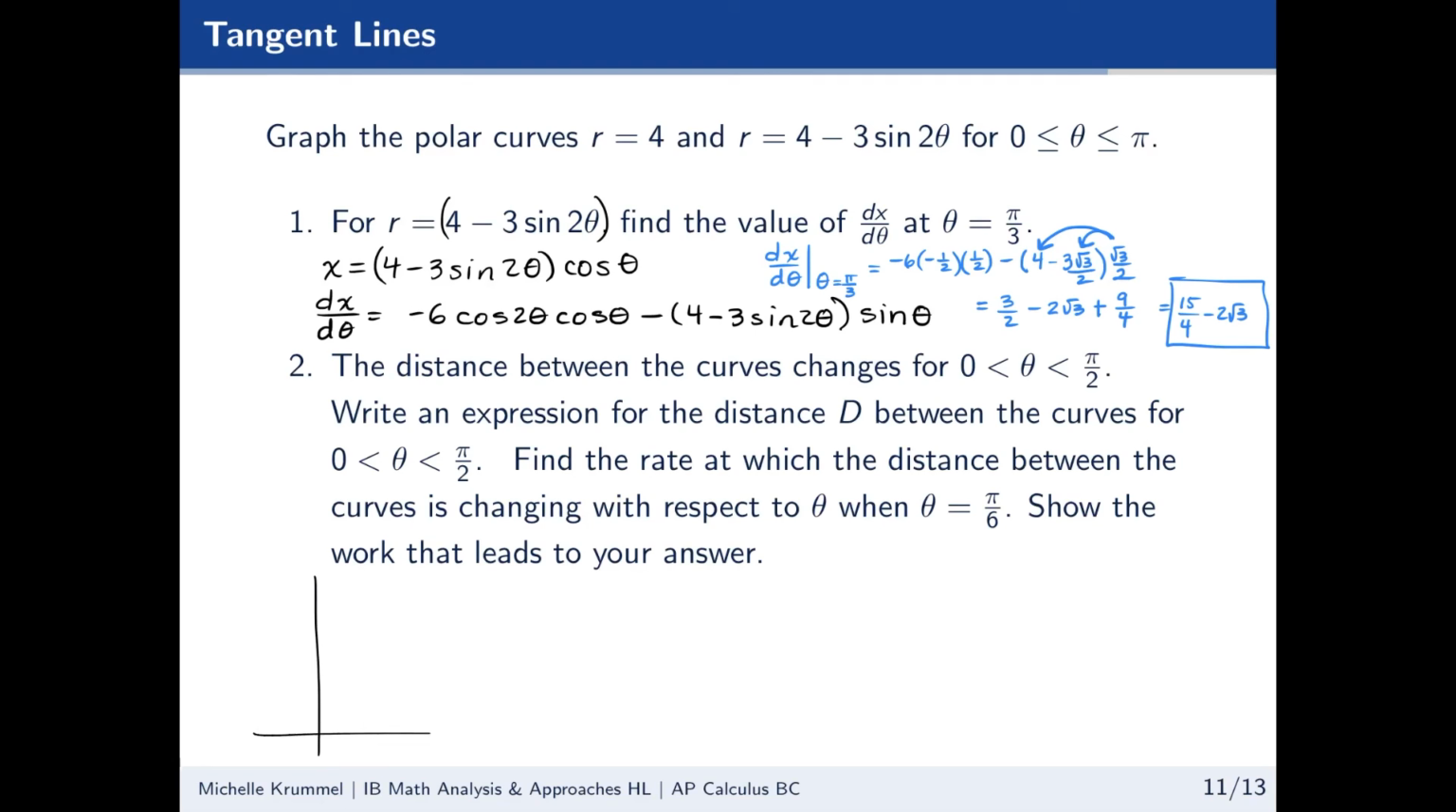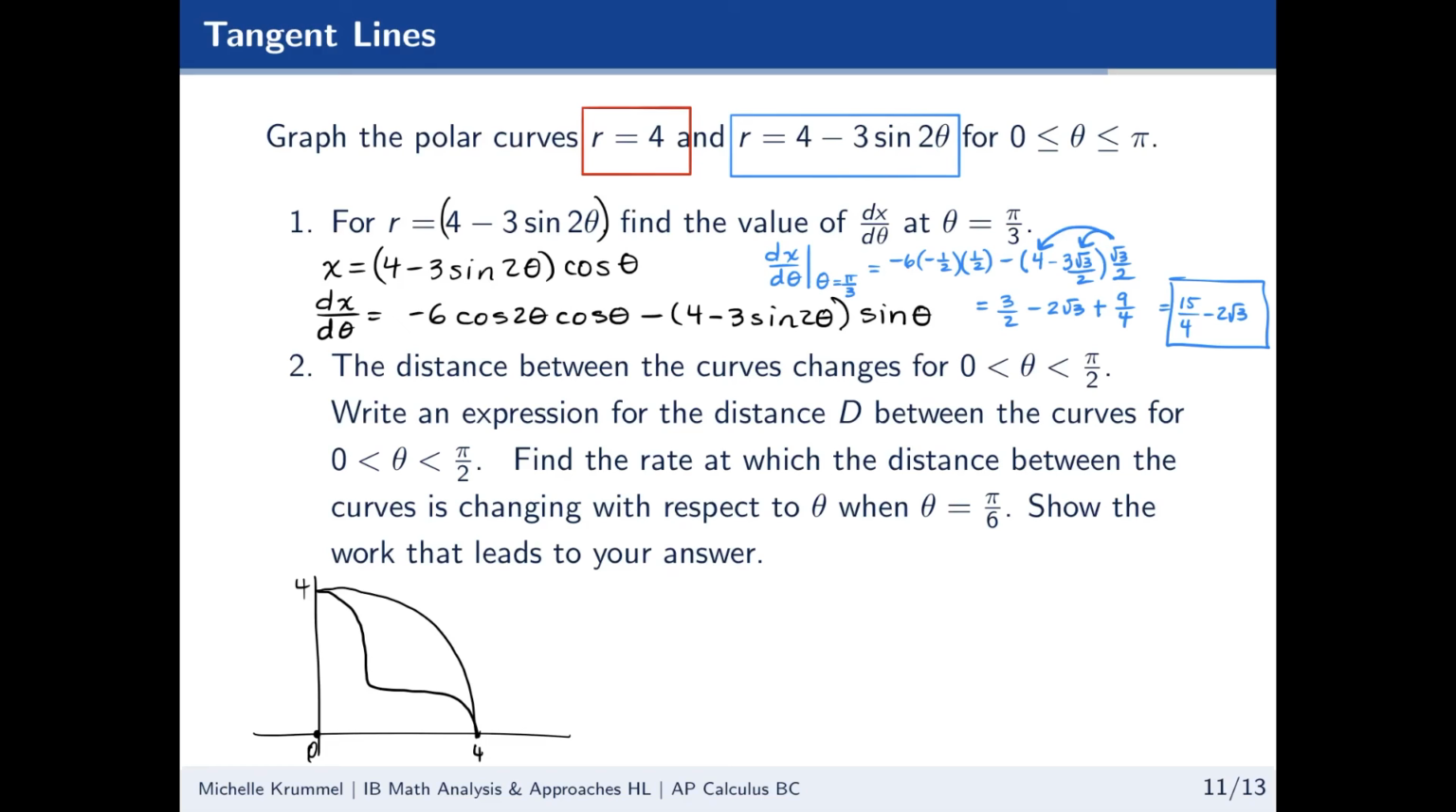So in quadrant 1, we've got the equation r equals 4. We know that's just a circle centered at the origin. Okay, so that will be like that. 4, 4. Here's our origin, 0. And our second equation here, r equals 4 minus 3 sine 2 theta. I'm just going to go to the calculator to see what that graph looks like. That's not one that I recognize. Okay, that's looking kind of like something like that.